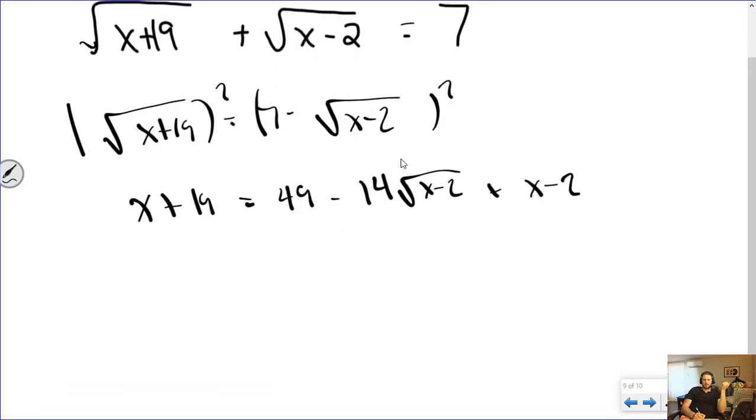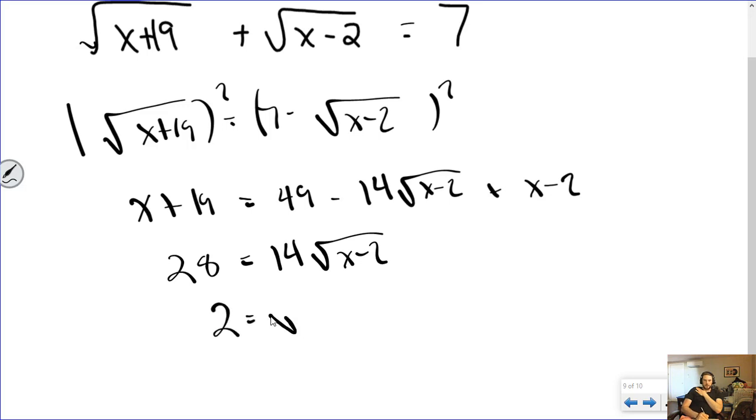Okay, isolate your radical again. So we get an x over here. We have an x over here, so they actually end up canceling. When I do 49 minus 2, I get 47. So if I bring the 47 over, I'm left with 28 is equal to 14 times the square root of x minus 2. Divide both sides by 14, and I get 2 is equal to the square root of x minus 2.